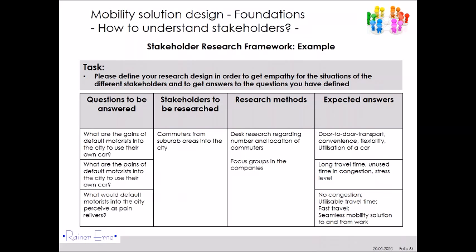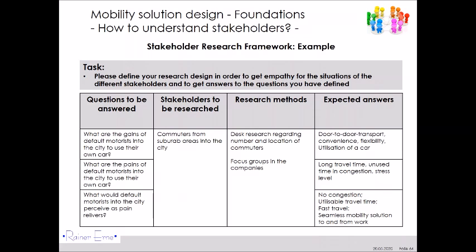So the question is, how can we reduce the number of individual cars in Stuttgart significantly? Then you could differentiate this question into sub-questions. Take the case of default motorists that are commuters which are commuting into Stuttgart from suburban areas by default. So by default, they take their own car.